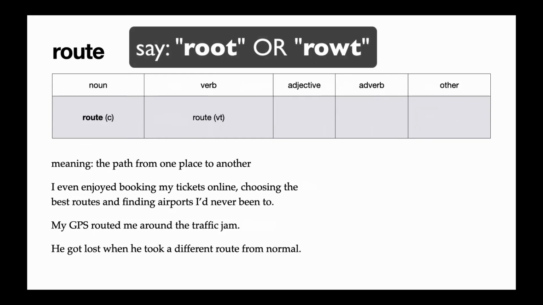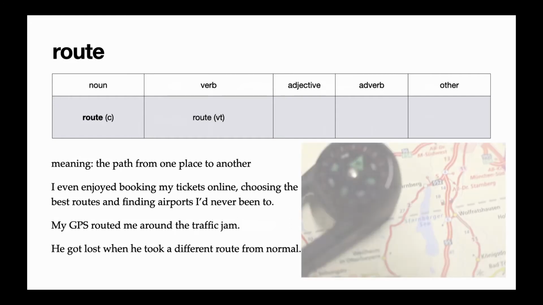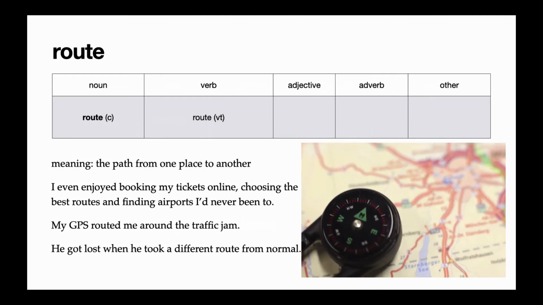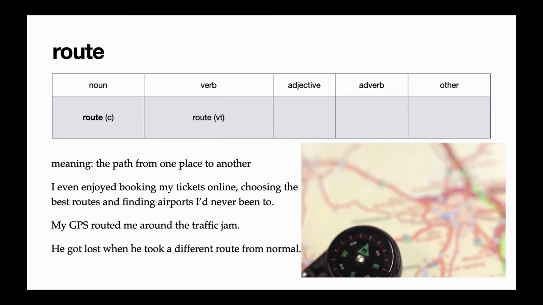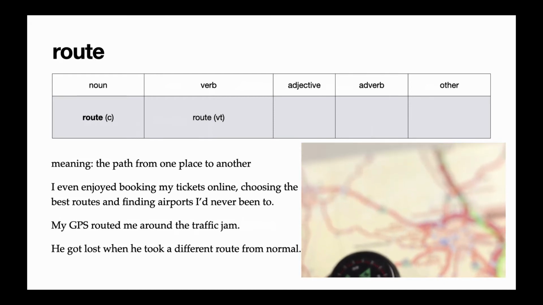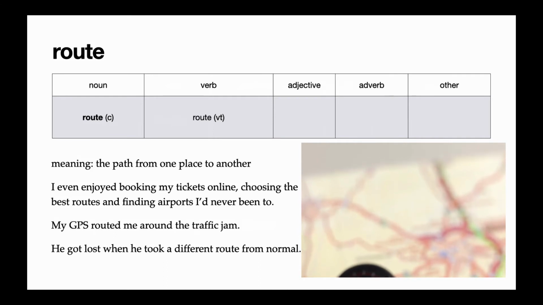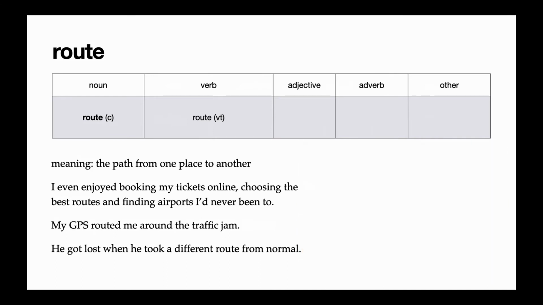Route can also be pronounced "rowt." It has the same meaning, and it means the path from one place to another. So in the reading, when I said I like choosing the best routes and finding airports I've never been to, this means the path I'm going to travel as I'm flying. When we use route as a verb, it means to travel a specific path.